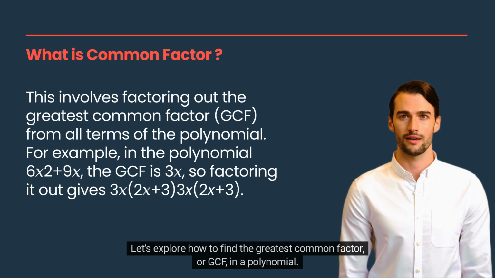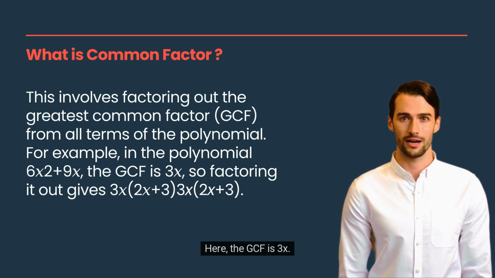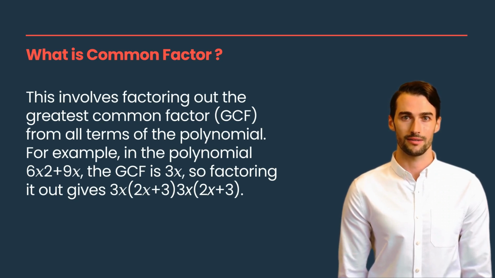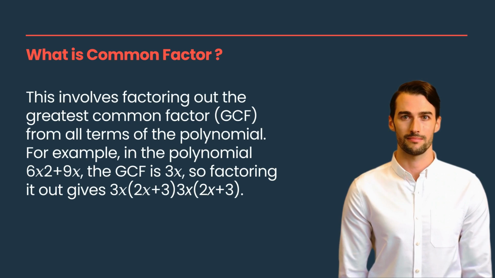Let's explore how to find the greatest common factor, or GCF, in a polynomial. Consider the polynomial 6x² + 9x. Here, the GCF is 3x. By extracting 3x from the polynomial, we simplify it to 3x(2x + 3). This step shows how the polynomial is neatly factored by pulling out the common factor from all the terms.